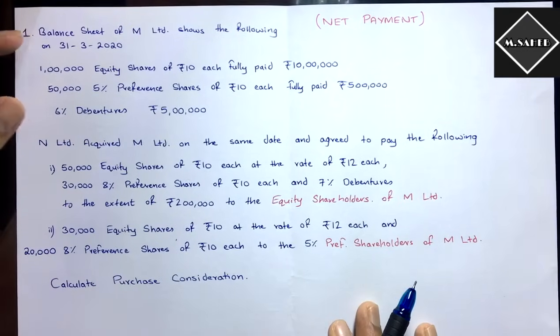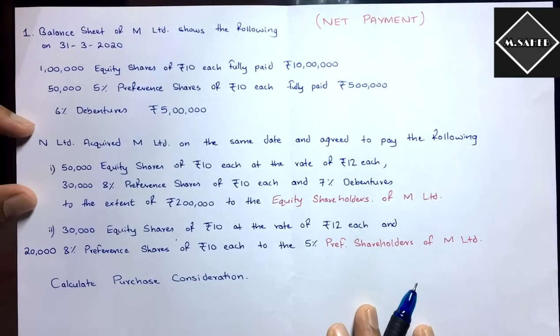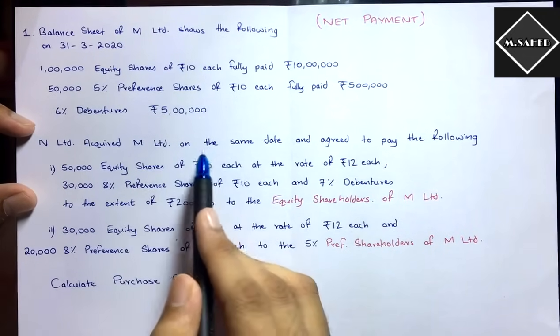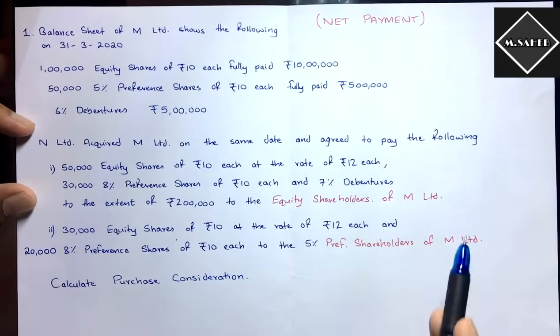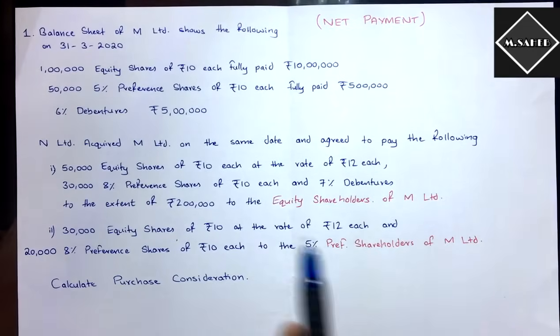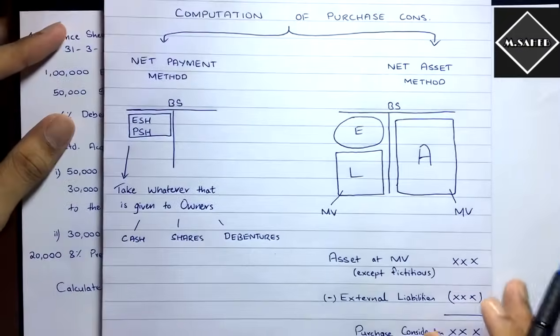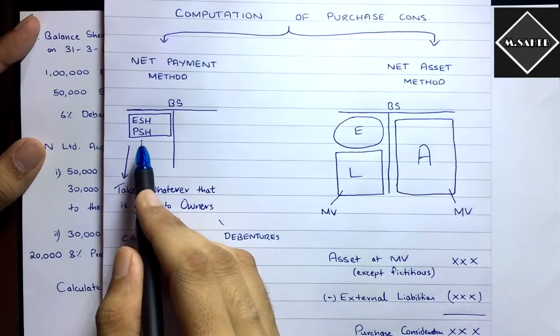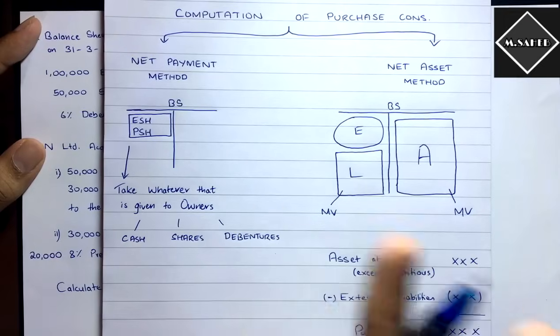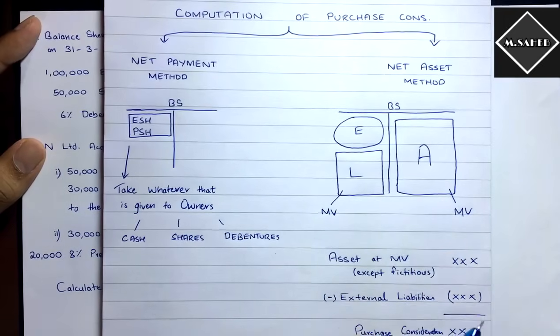So here is the balance sheet extract, and then they have given us the additional information. N Limited acquired M Limited on the same date and agreed to pay the following. In this net payment method, what we do is, whatever is given to equity shareholders and preference shareholders, we add that up, and that is the purchase consideration. That is how you calculate the purchase consideration.